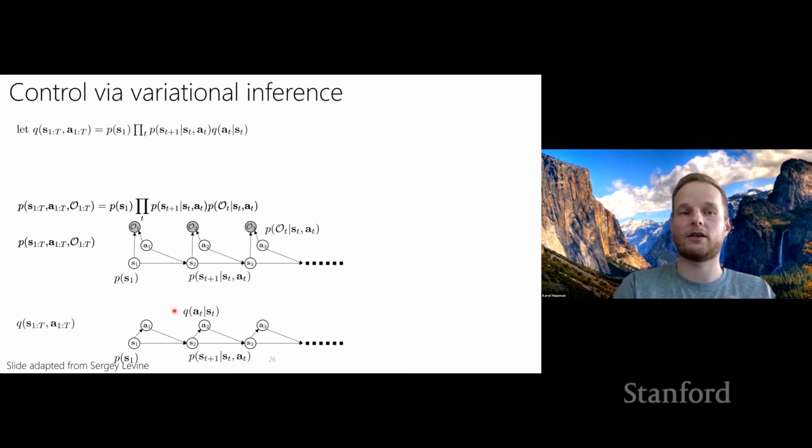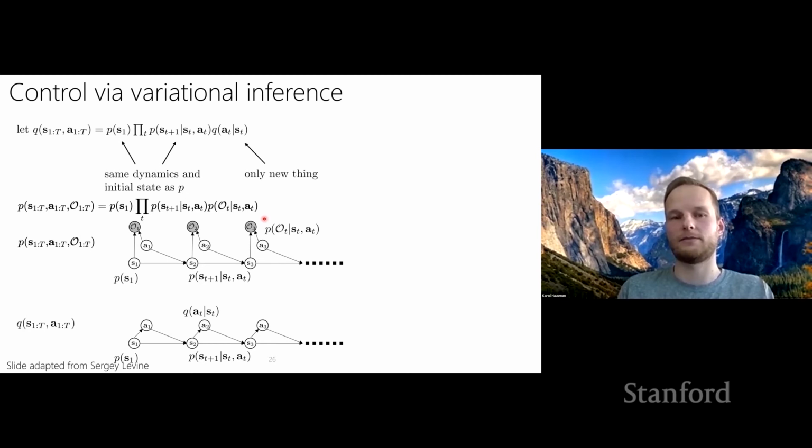So now we can write the entire joint distribution for that graphical model. This would be equal to the probability of the initial state times the product of all the transition probabilities and our Q of A_t given S_t. So now we have our variational distribution and we have our original distribution. One thing to note here is that the variational distribution has the exact same dynamics and initial state as P, our original distribution. The only new thing is this variational distribution Q of A_t given S_t. So this is the choice we made for our Q.